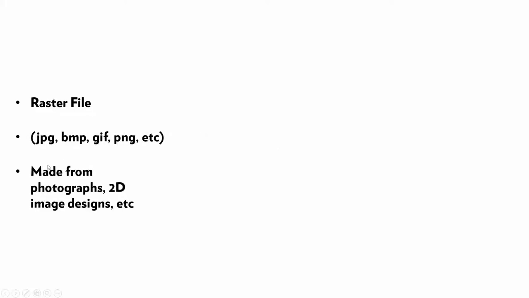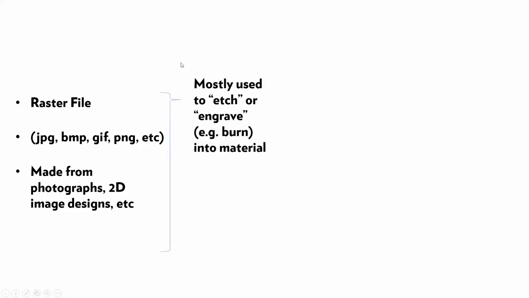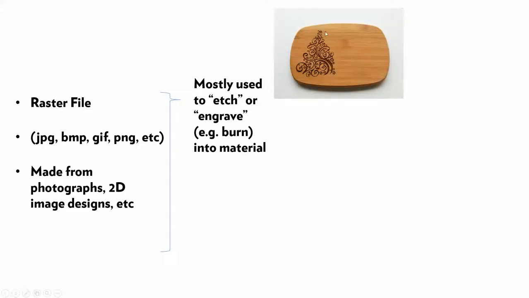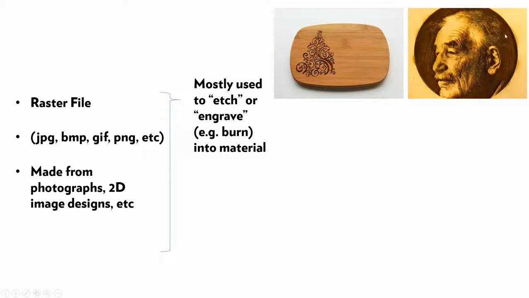Now, if you have a raster file, again, that's something like a JPEG or a bitmap. Those are often made from photographs or two-dimensional image designs. Those are mainly used to etch or engrave into material, that is, to burn lightly into it. And you can burn intricate images like this into, for example, this wooden cutting board, or you can take a photograph and you can etch it into wood or plastic.